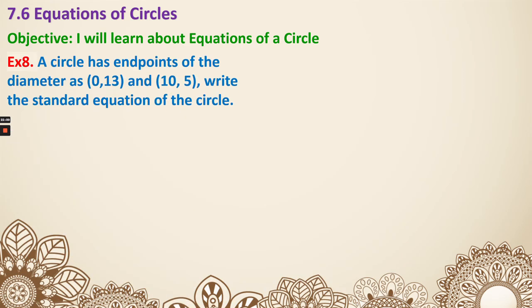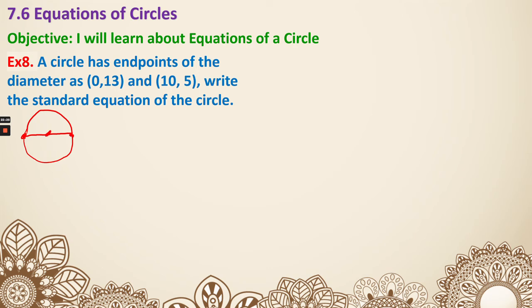Next, example 8. A circle has end points of the diameter as 0, 13, and 10, 5. Write the standard equation of the circle. So this one is slightly different. We know the end points of a diameter. Let's just kind of draw a circle so we can have a look. Let's say these are the end points of the circle, which makes the diameter. You can see the center is right there.